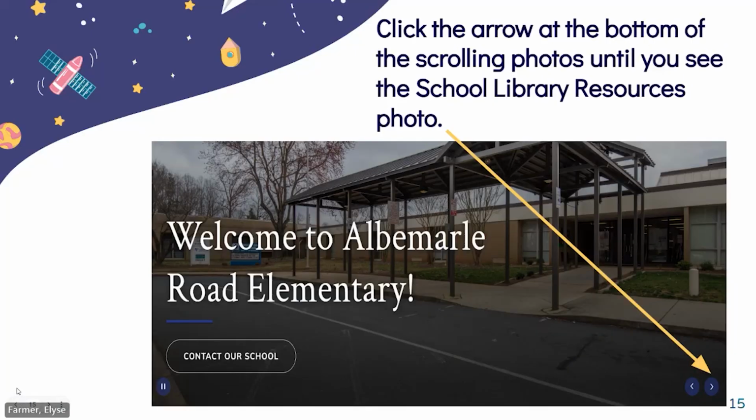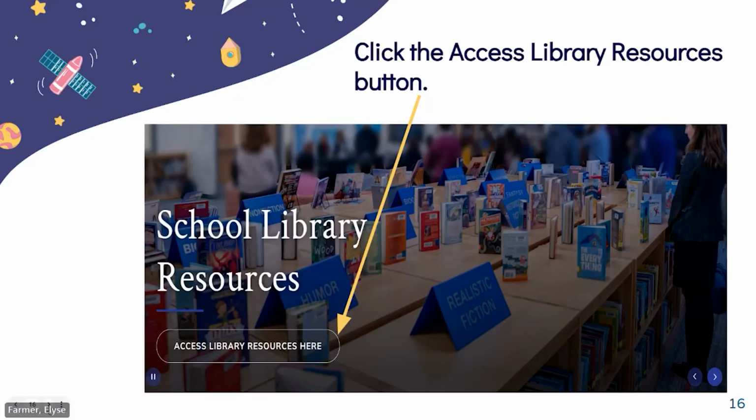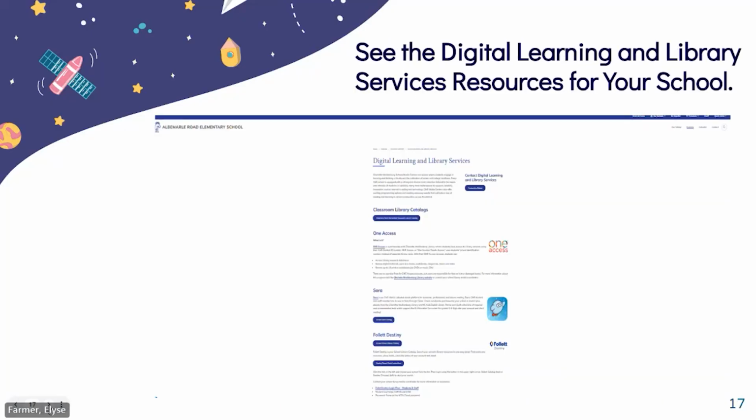Once you locate your child's school, you're going to look at the image that will be on the screen, and there's some arrows. Elise is pointing to those right now. You'll click the arrow until you see the image that shows the next part, School Library Resources. And then on that page, there's a button that says Access Library Resources here. This is going to take you to each school's individual collection of resources. So this is a very small screen grab.